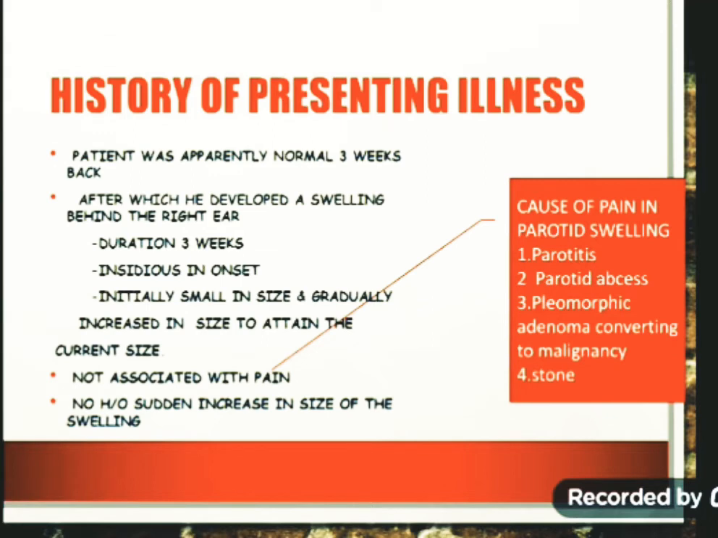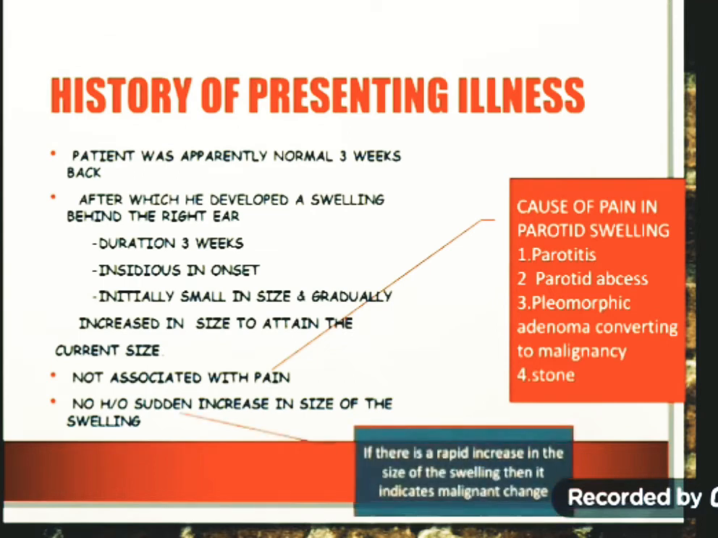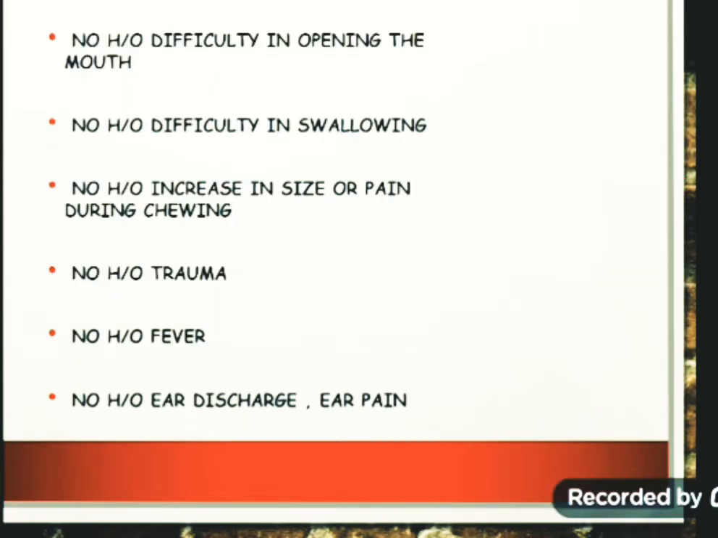Then moving on to no sudden increase in size. He already told us that the swelling developed gradually, it didn't appear instantly. That tells us that it is not a malignant swelling. If there is a rapid increase in size, then we can say it is a malignant swelling. Next, no history of difficulty in opening the mouth. If there was difficulty in opening the mouth, we can tell that it is a malignant swelling, because malignancy infiltrates the temporomandibular joint, making it unable to move.